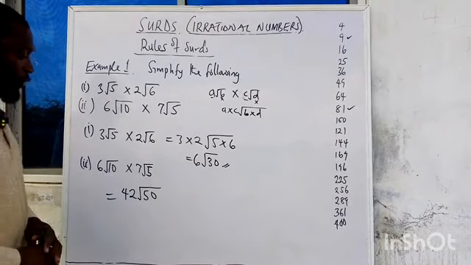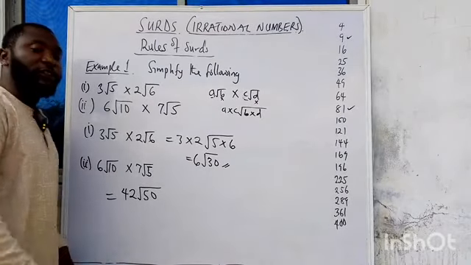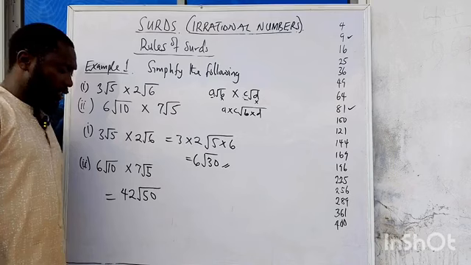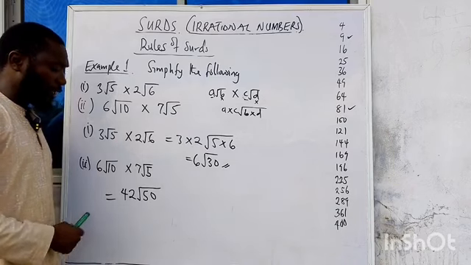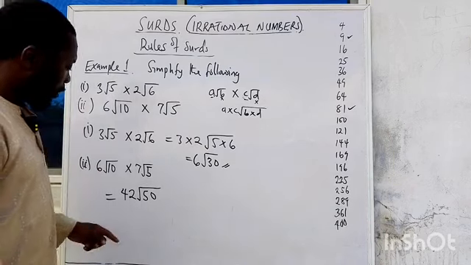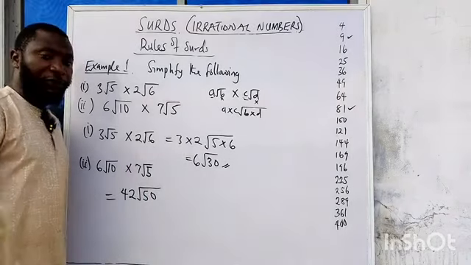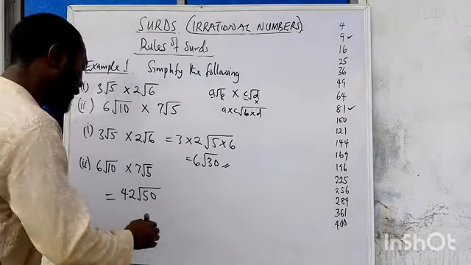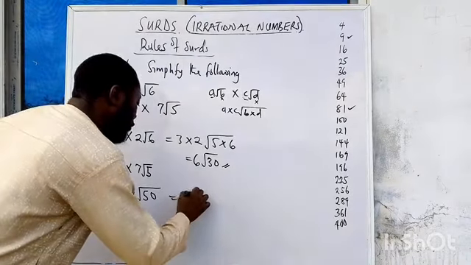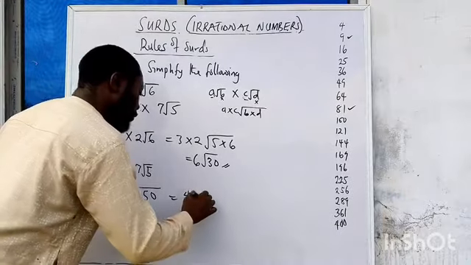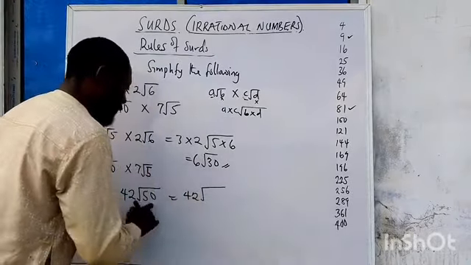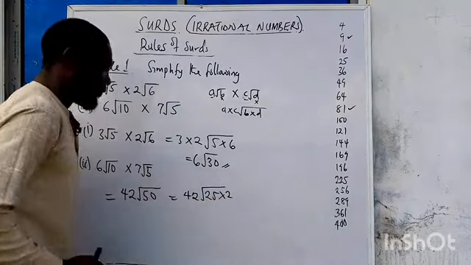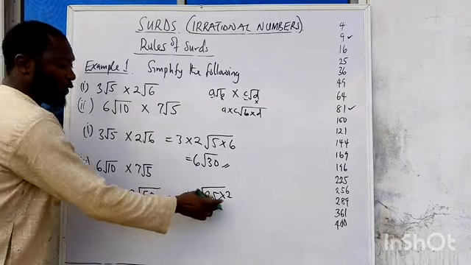Once you get to this point, you check the value you have inside the root. Can we reduce this? Yes, we can reduce it. Is there any perfect square that can divide 50? The answer is yes. Which perfect square can divide 50? That is 25. So you have 42 square root of 50, which will now be 25 multiplied by 2. So 25 times 2 is 50.